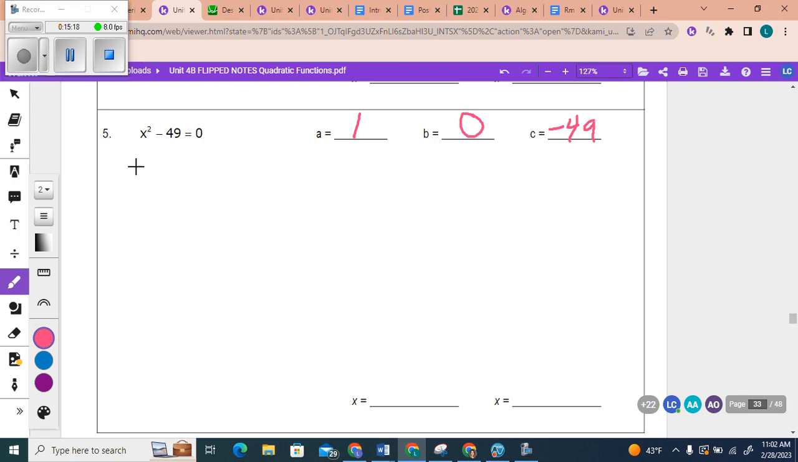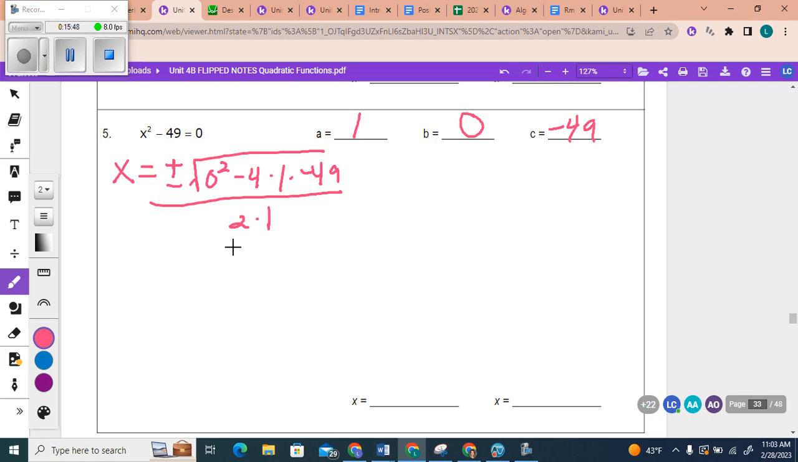All right, here we go. X equals negative B. Can I write a negative 0? No. Okay, so I'm going to ignore that and keep going. Plus or minus square root B squared minus 4AC divided by 2A. Okay. Plugged in the numbers.